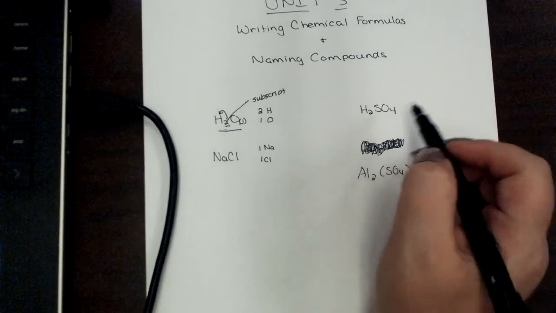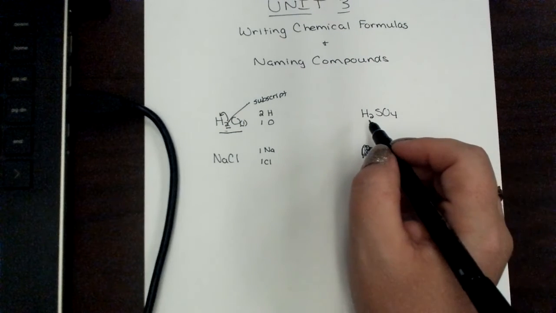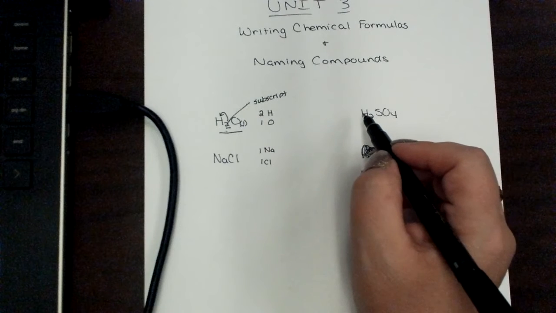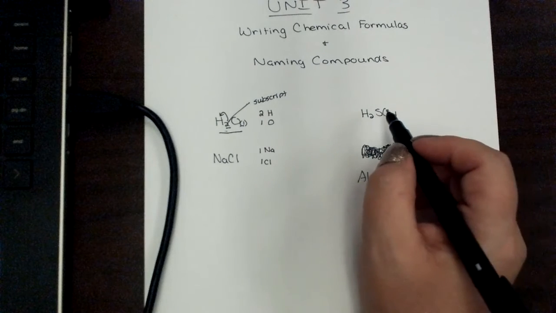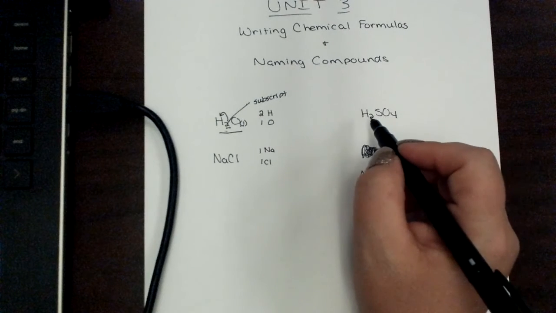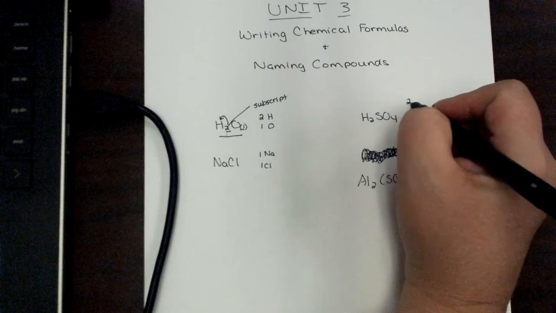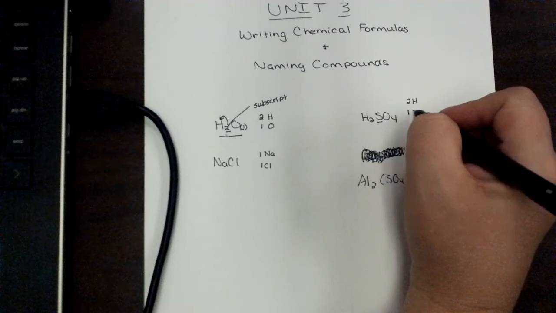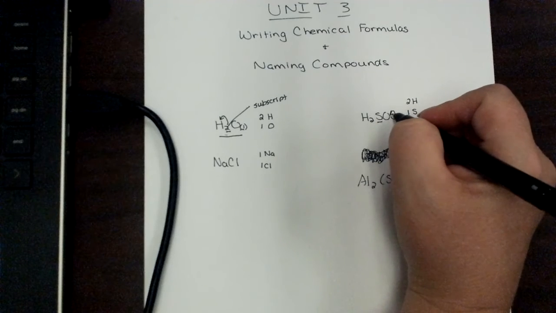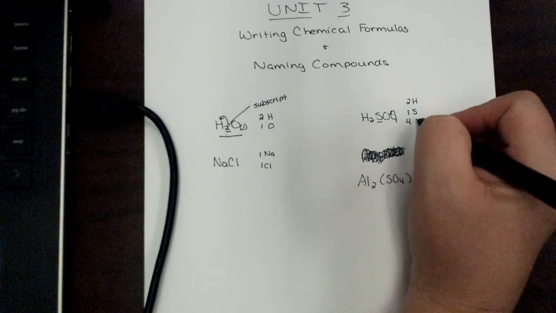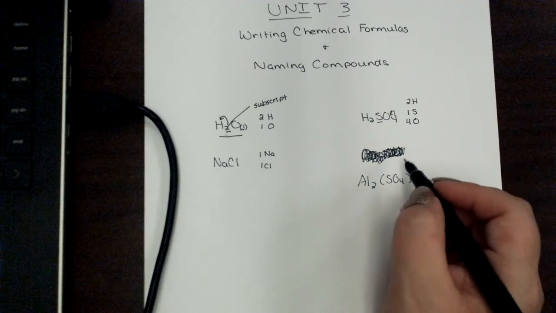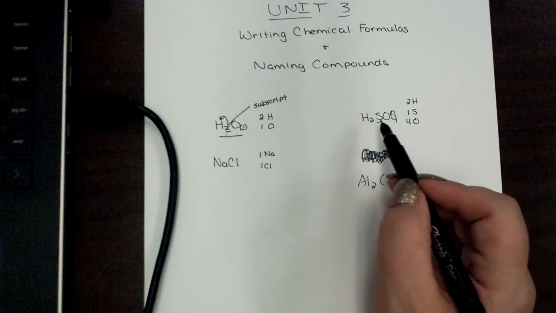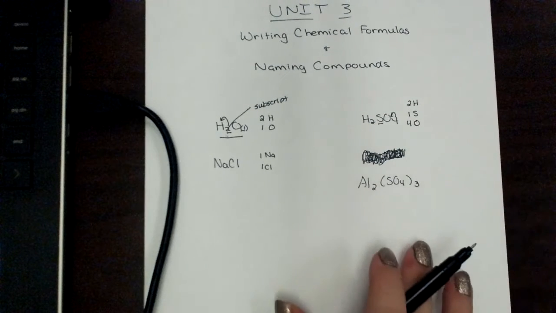Over here, this is sulfuric acid, okay? And sulfuric acid has a few more things. It doesn't have just 2 elements, it has 3. It has hydrogen, sulfur, and oxygen. And it also has a few of some of these. So let's look right here. That 2 means it has 2 hydrogens. The sulfur has an understood 1, so it's 1 sulfur. And then this 4 means that it has 4 oxygens, okay? So 2 hydrogens, 1 sulfur, 4 oxygen, a total of 7 atoms that make up a molecule of sulfuric acid.